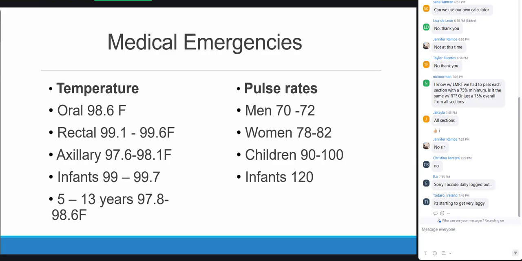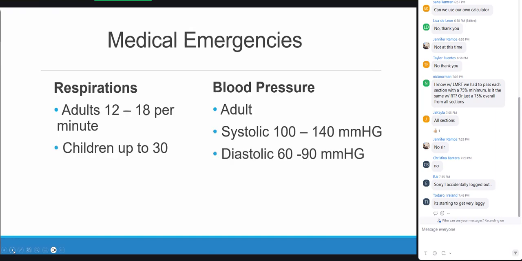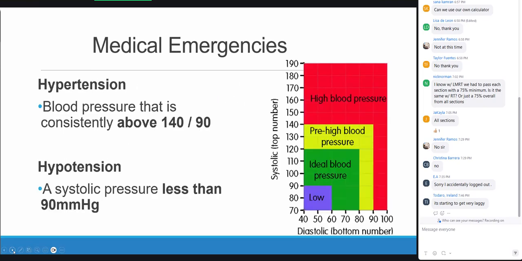For medical emergencies, again, redundancy here, these are the ranges for normal. Anything outside of these ranges would constitute an emergency situation. Just again, reiterating information here. I find that these are good resources for flashcard construction.